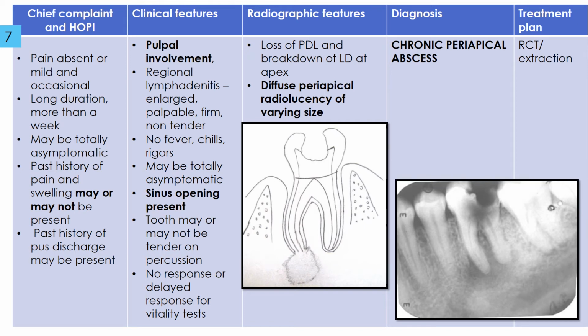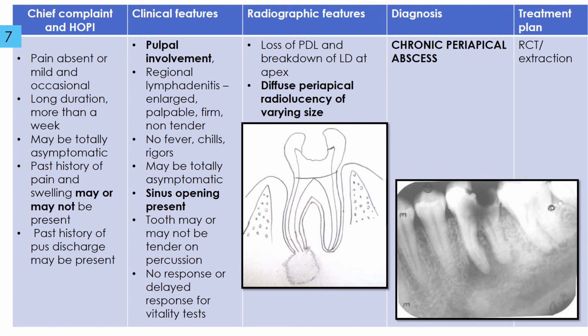On the radiograph, you would see loss of periodontal ligament space and breakdown of lamina dura at the apex of the tooth, and there's a diffuse periapical radiolucency of varying size. The radiolucency has happened because of breakdown of bone and osteoclastic activity, and generally, this is the typical feature which you're seeing on the radiograph here of a chronic periapical abscess.